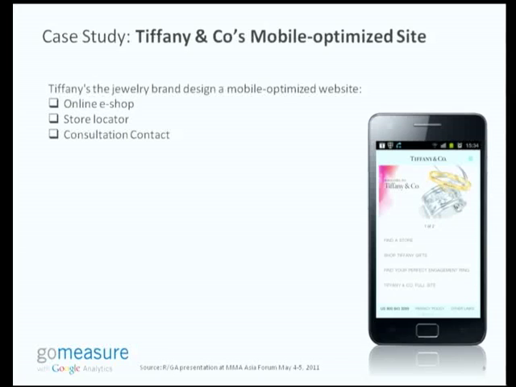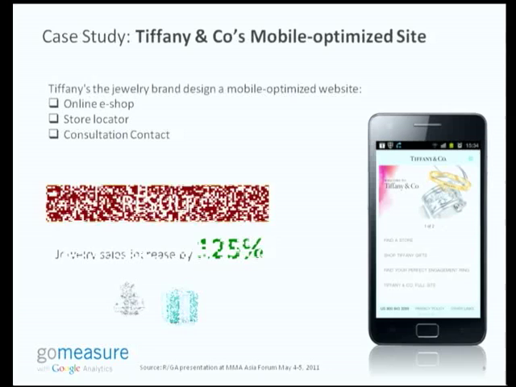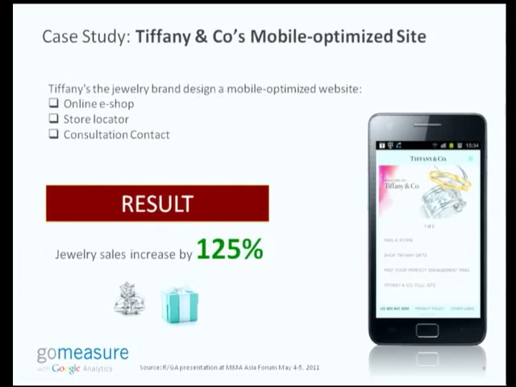A little case study on Tiffany & Co. They recently had this initiative to adopt a mobile optimized site where they put in the online e-shop for online users to purchase the jewelry online, as well as the offline users to look for the stores nearby, and consultation contacts for husbands-to-be who want to know more about the engagement ring that he wants to buy secretly away from their girlfriends. As a result of this little initiative or implementation, sales grew by 125%. It's that simple.